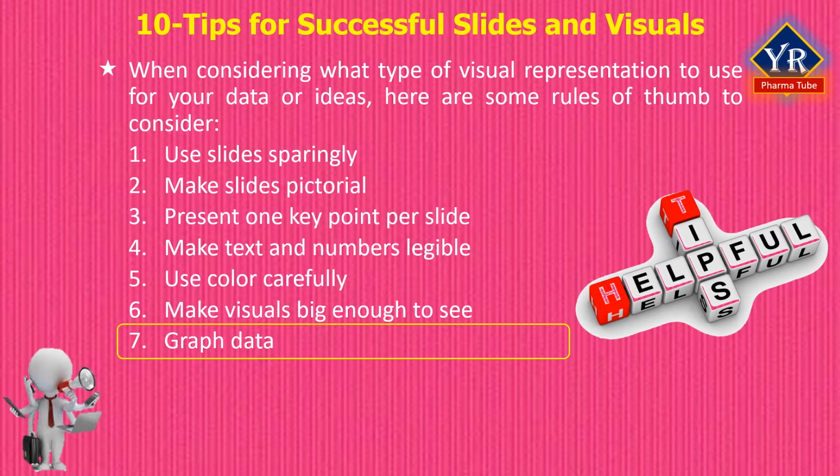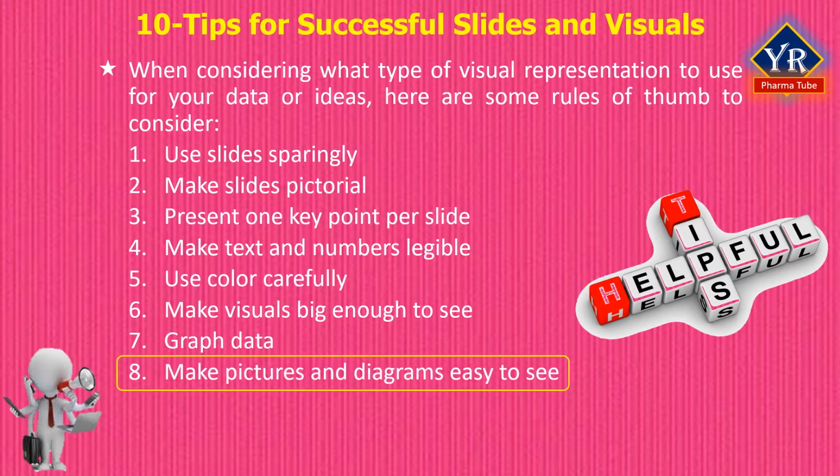Number 7, graph data. Whenever possible, avoid tables or data in favor of graphs. Graphs allow the viewer to picture the information and data in a way that numbers alone can't. Information on how to graph data is provided on the following slides. Number 8. Make pictures and diagrams easy to see. Too often, pictures and diagrams are difficult to see from a distance. The best way to ascertain this is to view it from the back of the room. Make sure that labels inside the diagrams are legible from the back row also.